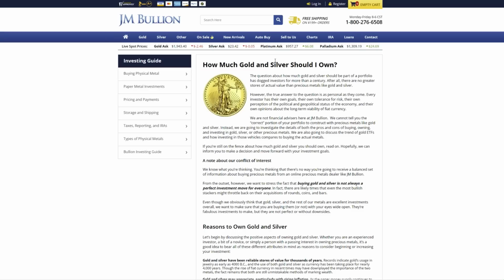So how much gold and silver should I own? This is the third article. The question about how much gold and silver should be a part of a portfolio has dogged investors for more than a century. After all, there are no greater stores of actual value than precious metals like gold and silver. And that's what I was talking about. There's no better option. So if that's the case, then why would you only own 5% of something that is your best option? It doesn't make sense.